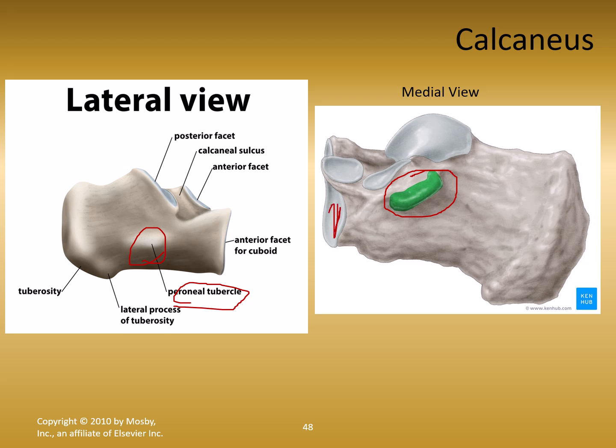Remember, this facet for the cuboid anteriorly, right? Then the anterior facet, middle facet, posterior facet. All right, so remember your facets: anterior, middle, and posterior facets. And then that facet for the cuboid is projecting anteriorly from the calcaneus. Calcaneal tuberosity, posteriorly, right? The process, you can see the process sticking out here.